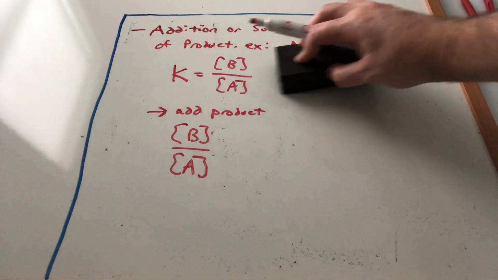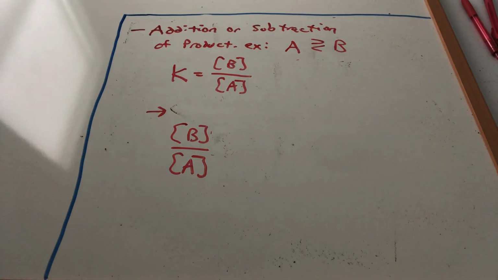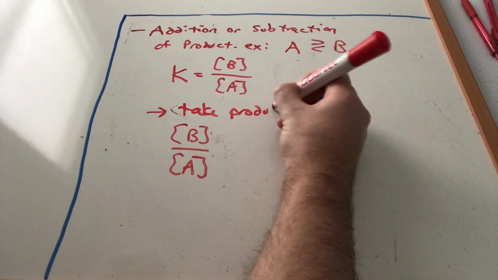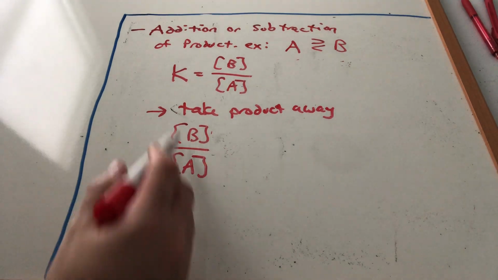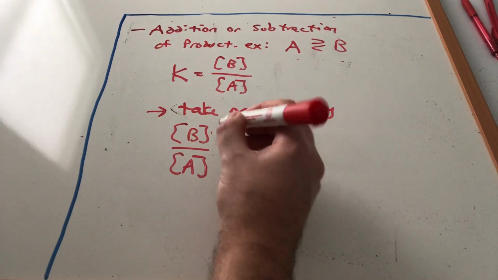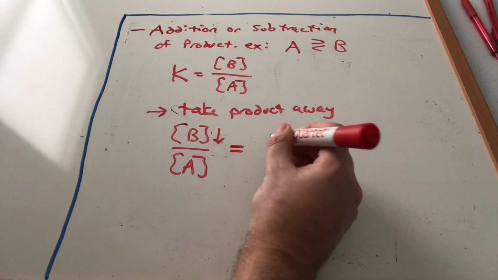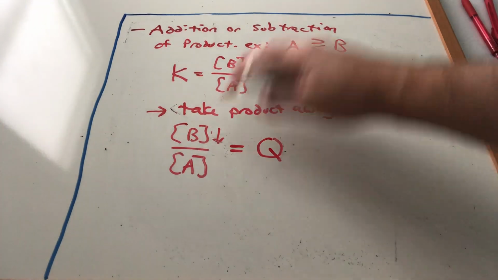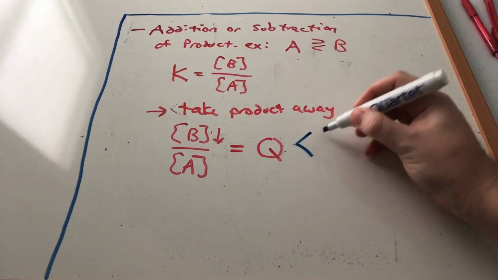So let's change this up just a second. Let's analyze the same situation. But now let's take product away. Let's remove product. So here's our original K expression. Here's what we would have. But if we take product away, B will go down. So we're no longer at K, we're at Q. Well, in this instance, if you look here and you look here, what's the only difference? There's less B. So in this case, Q is less than K.